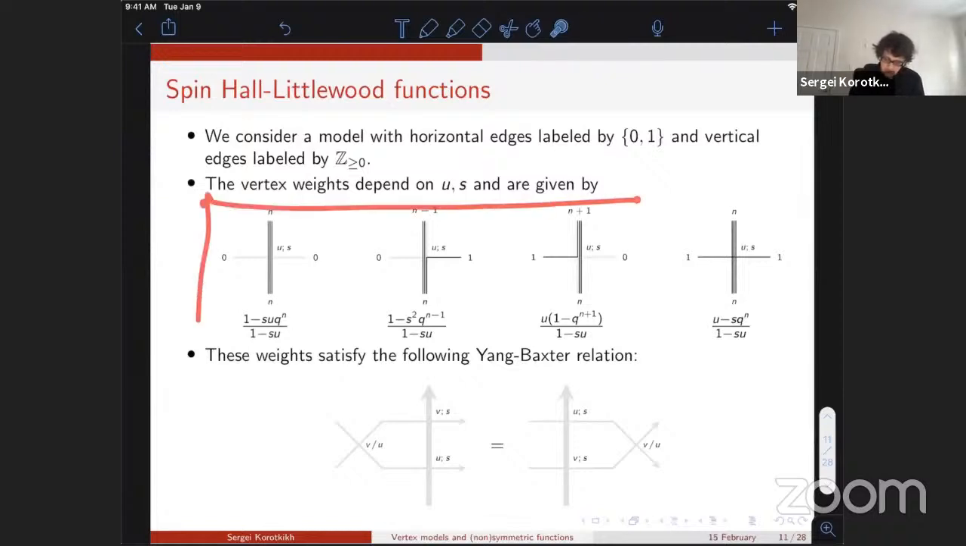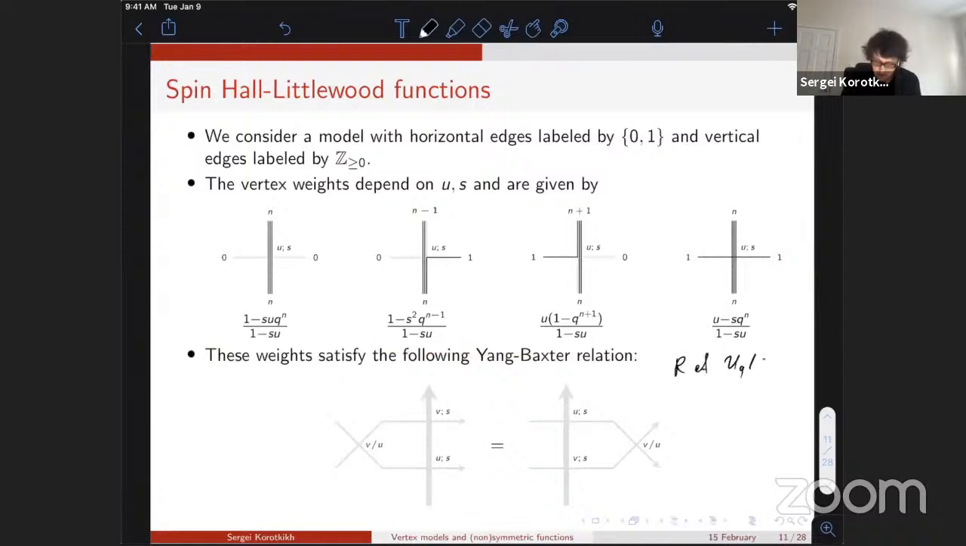The vertex weights of this model have an explicit expression written here, and they depend on two parameters, U and S. So how should we think about these vertex weights? These vertex weights are actually coefficients of the R matrix of the quantization of affine SL2, acting on a two-dimensional representation times, let's take, a Verma module of my quantum group, where its highest weight lambda will correspond to the spin parameter S. Here, the horizontal line corresponds to the two-dimensional representation, while the vertical line corresponds to this Verma module.